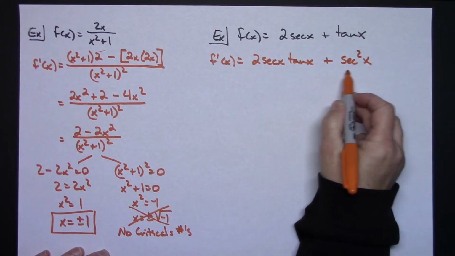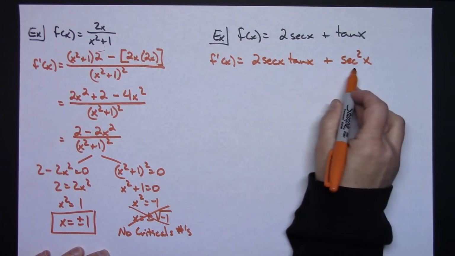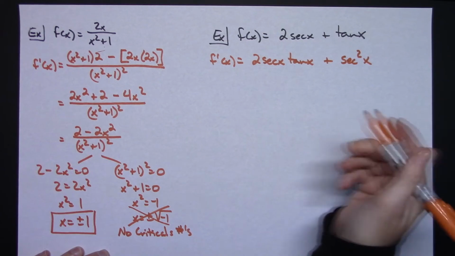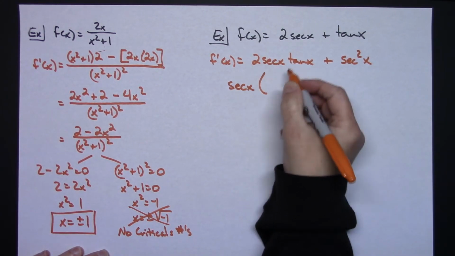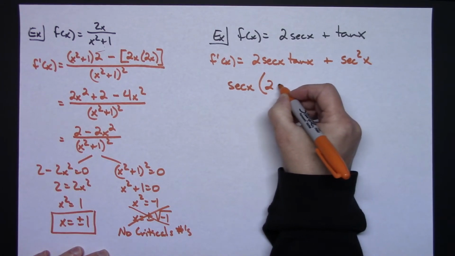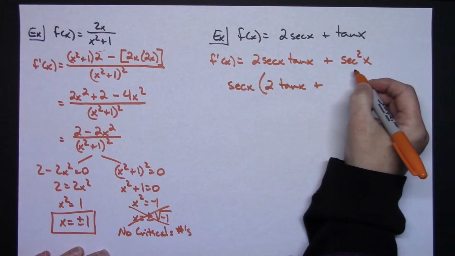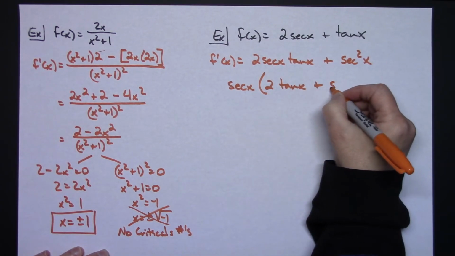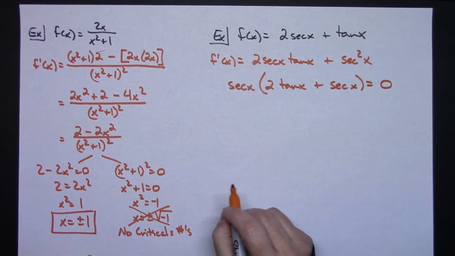Alright, now looking at this, I think I'm going to factor out a secant x out of both of those terms when I set it equal to 0. So if I factor out a secant x, in that first term there, I'll be left with a 2 tangent x. And then I've got 2 secant x's here. Take one of them out. I'll only have one left there. Now we can set that equal to 0 and we can solve.